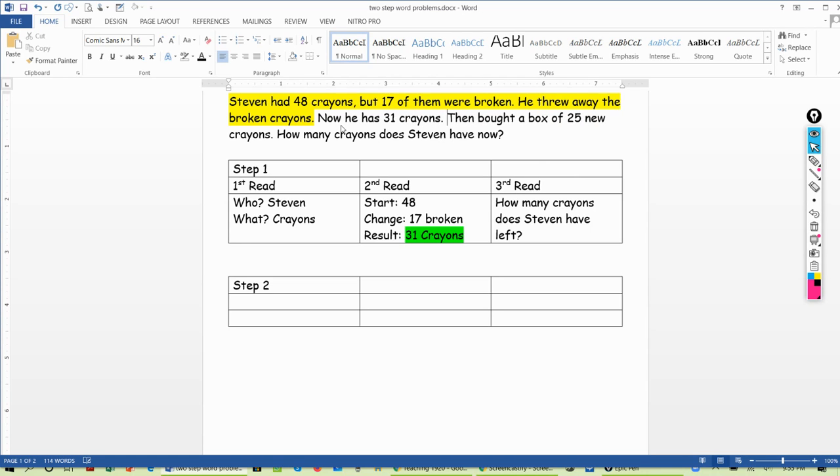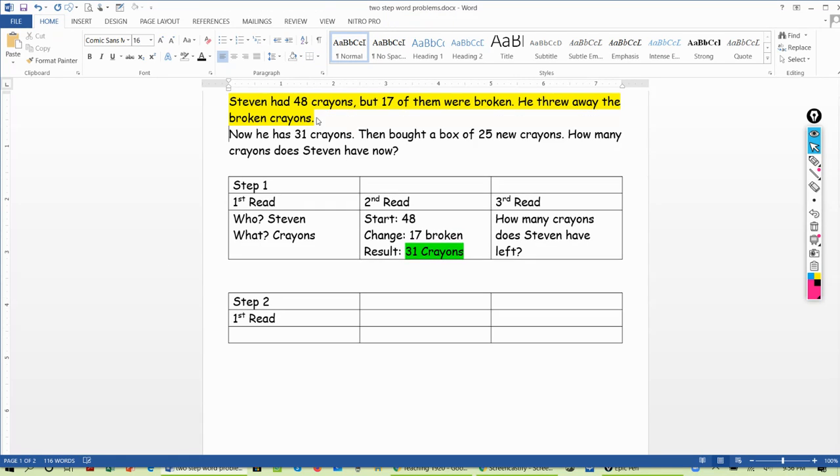crayons. Then he bought a box of 25 new crayons. So he has 31, and then he bought some more. So the first read for the second step would be Stephen has 31 crayons. So you have to think of this as your new problem. Okay, instead of "he," I can even change this to Stephen.